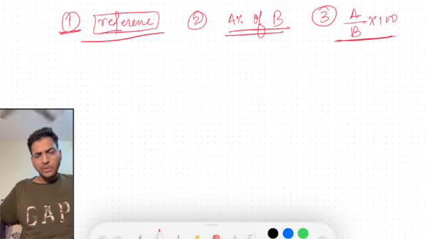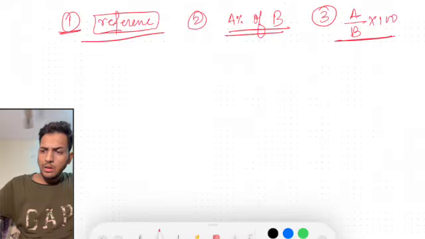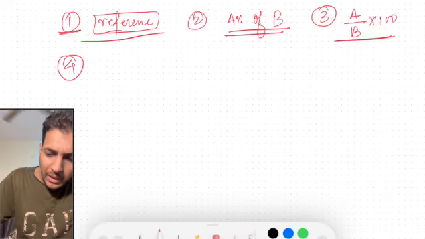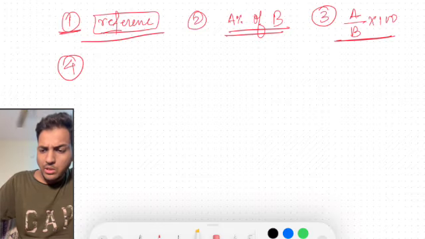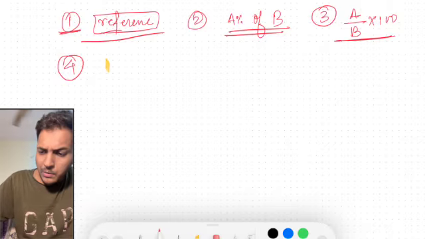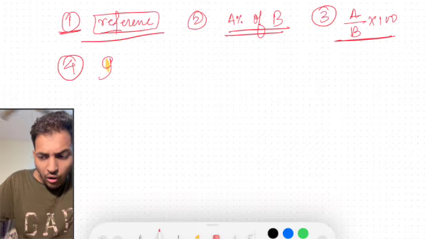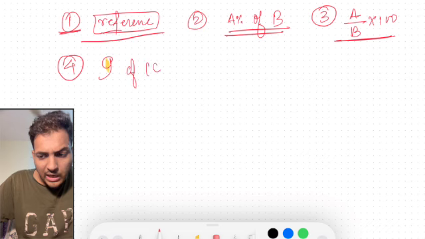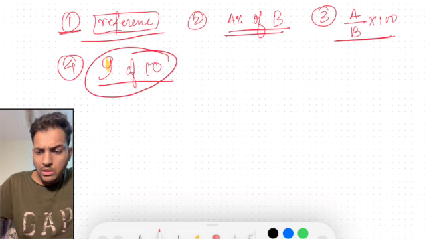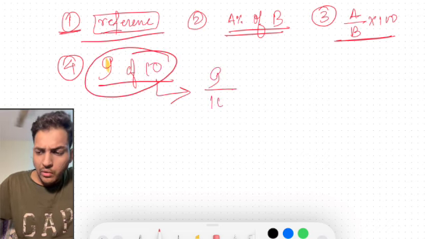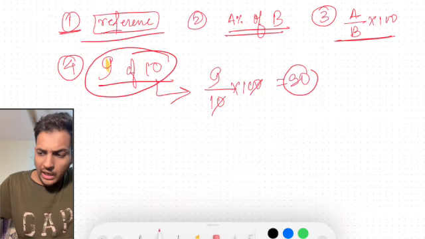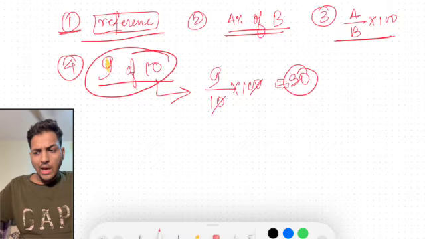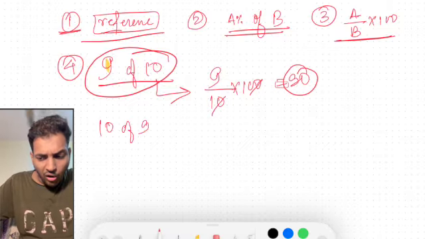Now the fourth thing that is very important for you. See why I told you the reference is very important. Let us take this question: how much percent is 9 of 10? Let's solve it. What will I do? 9 by 10 into 100. This will cancel out, and it is 90%. But now suppose I ask a different question: how much percent is 10 of 9?